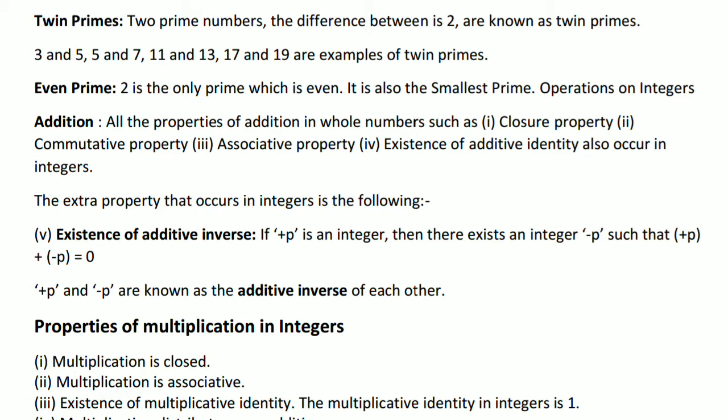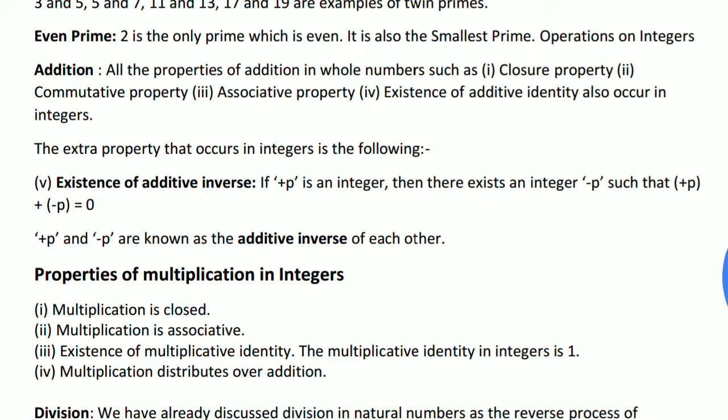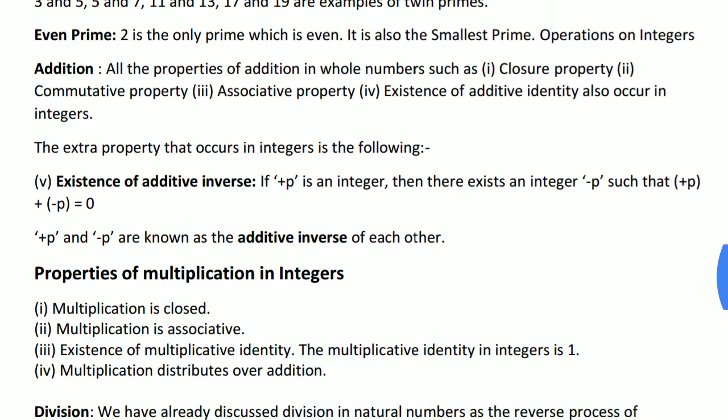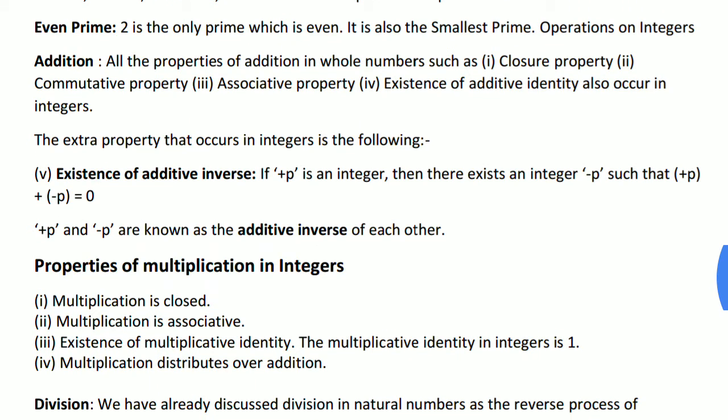And what are the properties that addition of integers satisfy? So again, closure property, commutative property, associative property, and existence of additive identity all occur in integers. So integers follow all these four properties.